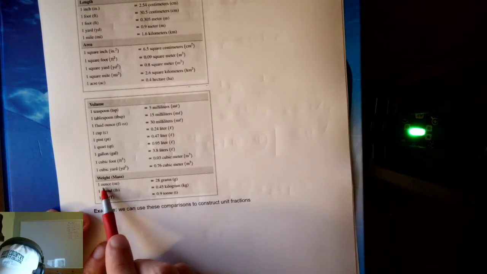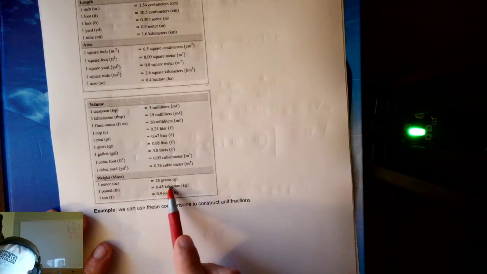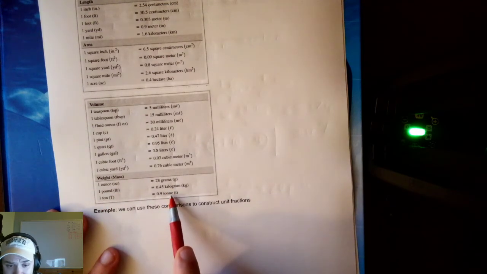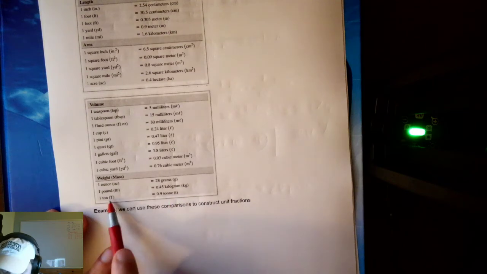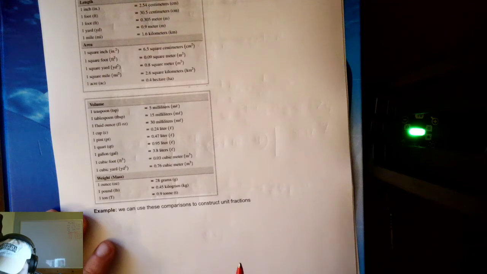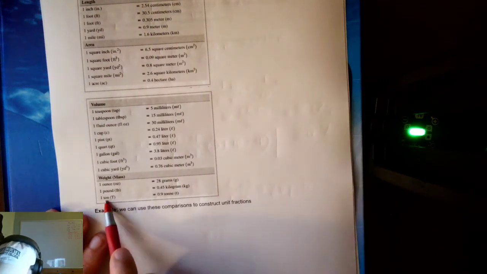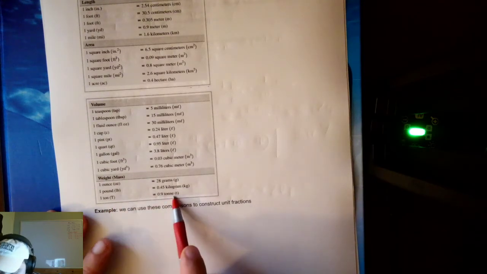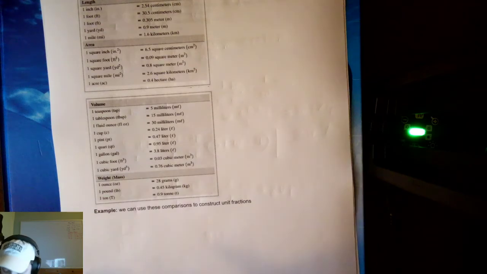And then for weight, we have an ounce to grams, a pound to kilos, and a ton to a tonne with N-E on the end. We call this a short ton, and this a long ton. Be careful between them. Make sure you know the difference between ton and tonne. Short ton, long ton.